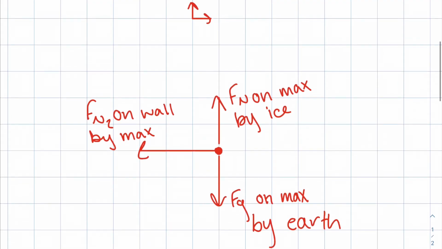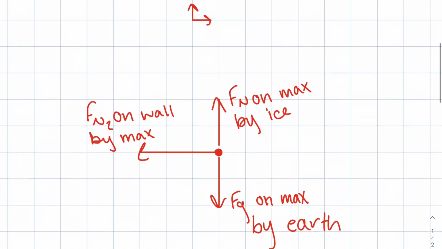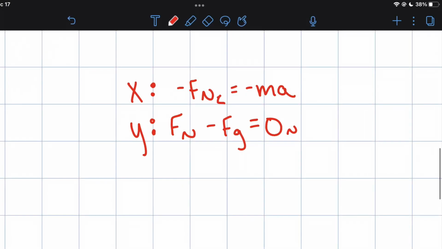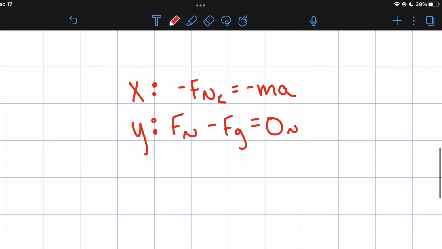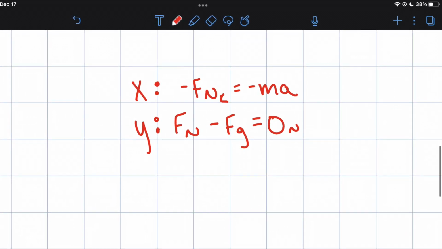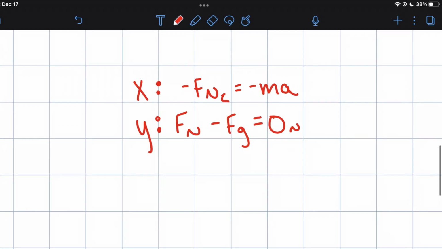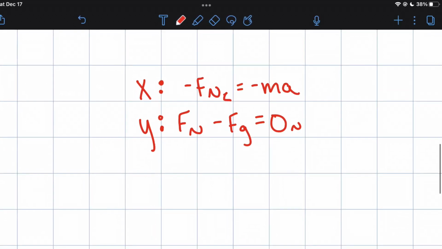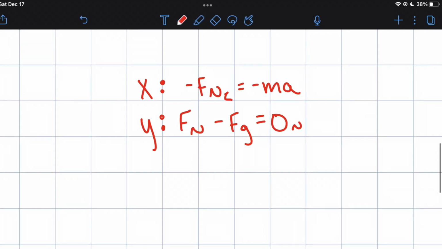Then, identify all the forces on your system. Notice that in this case, the ice is frictionless. Now, let's draw our x and y equations. As you can see, on the y-axis, the forces are balanced and equal to 0 newtons. However, on the x-axis, since there's only one force acting on Max, the forces are unbalanced, giving him an acceleration.